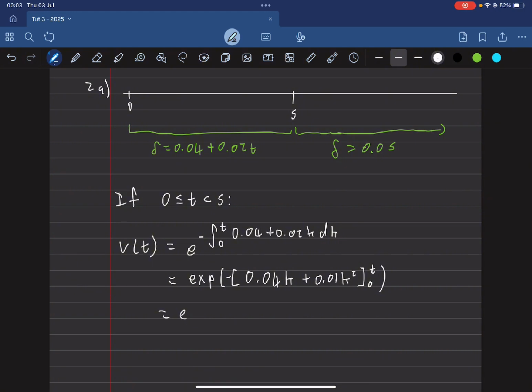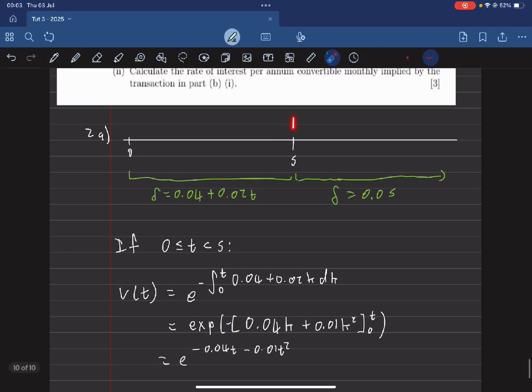0.04t minus 0.01t squared. Cool. So if t is between 0 and 5, your present value of a unit sum of 1. So when they say a unit sum, they mean like an amount of 1. So let's say at like time 4, we invested 1, which means multiplying this all by 1.